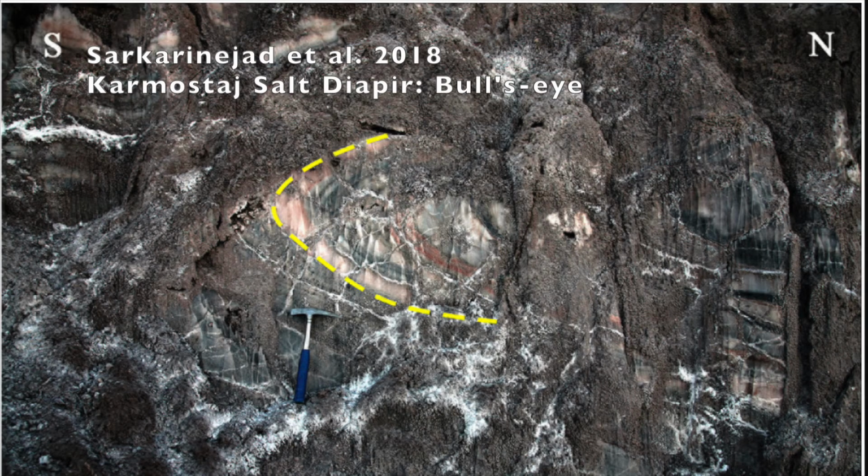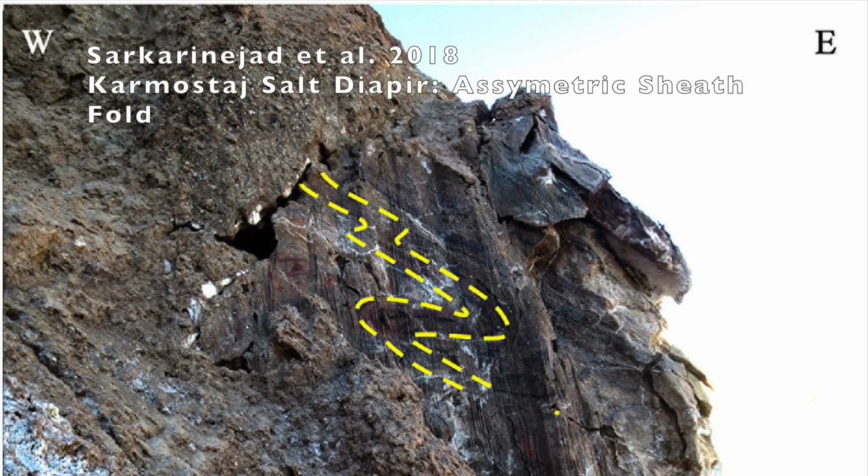Here are some field examples of sheath folds from the Karmastage salt diapir. This is a bullseye pattern, and as you can see, the eye shape is quite obvious. Here is an asymmetric sheath fold from the same diapir. The tongue of the diapir is facing east.